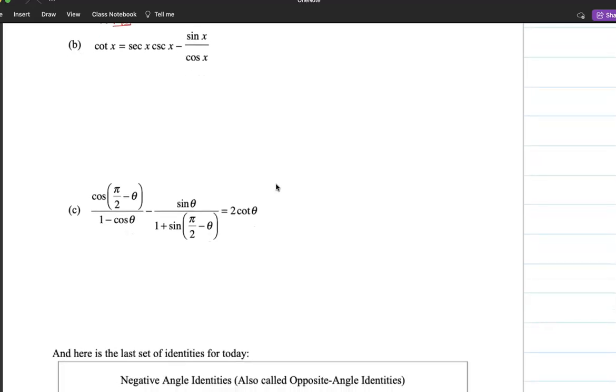Now, which side should you start with, left hand side or right hand side? Right, because it looks more messy, and that's because you can simplify. So start with the right hand side. What will you do? Convert everything into sine and cos. That's all you have.